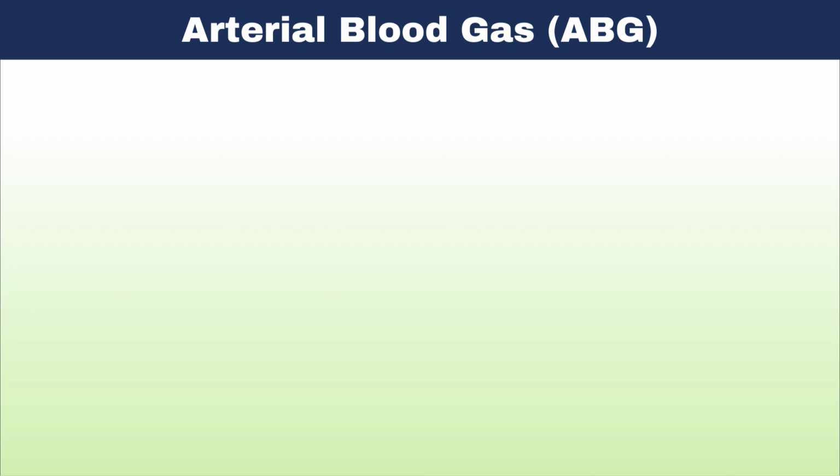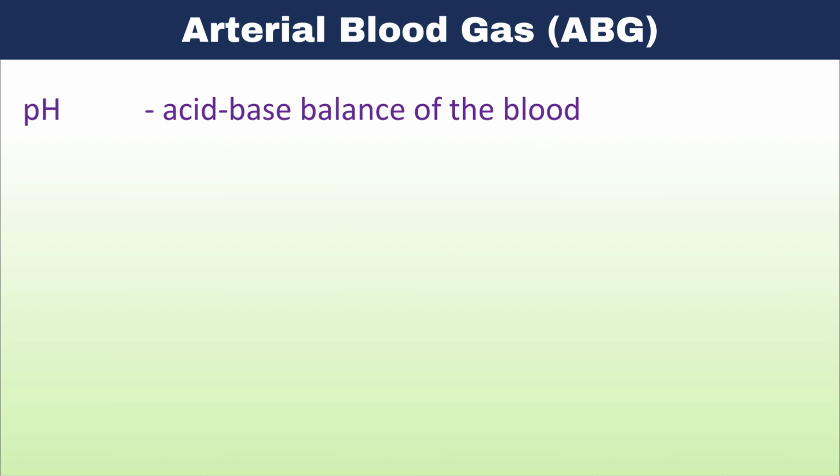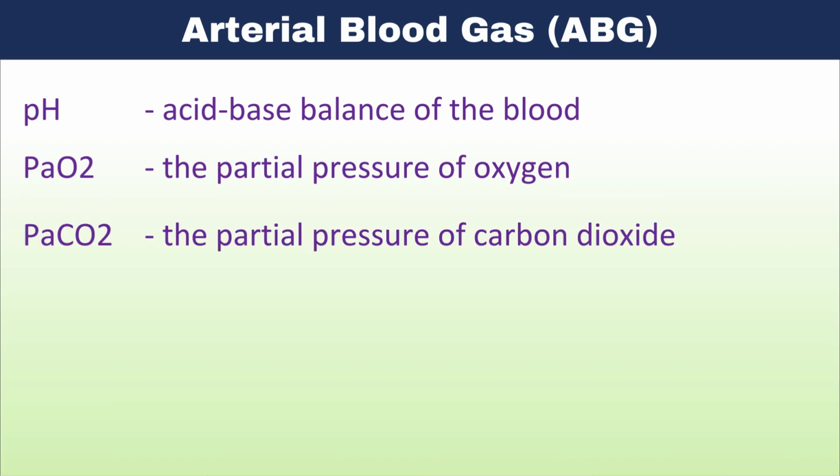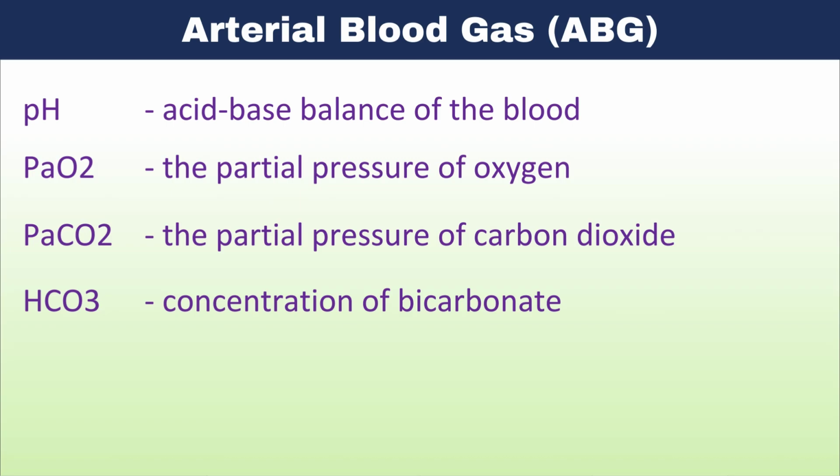What are the components of ABG, or what do we look for? Mainly four components are there. They are pH, which measures the acid-base balance of the blood. PaO2, which measures the partial pressure of oxygen in the arterial blood. PaCO2, which measures the partial pressure of carbon dioxide in arterial blood. HCO3, which calculates the concentration of bicarbonate in arterial blood.